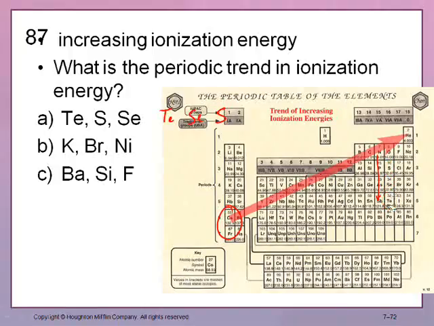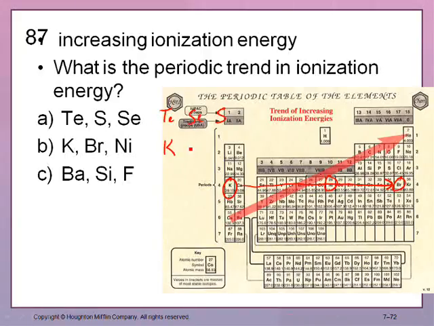So potassium, bromine, and nickel. Here we have potassium, here we have bromine, and here we have nickel. Those are the same as we looked at in the trend for atomic radius. Now here, remember, as we go across the period, we tend to get higher and higher ionization energies because we are in the same valence shell, but we're adding more and more positive charge.